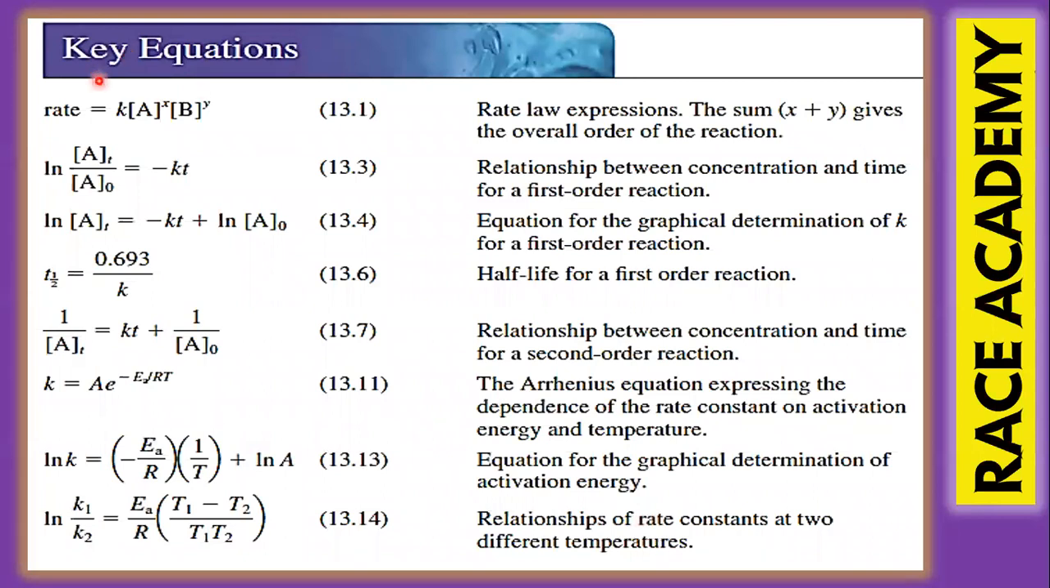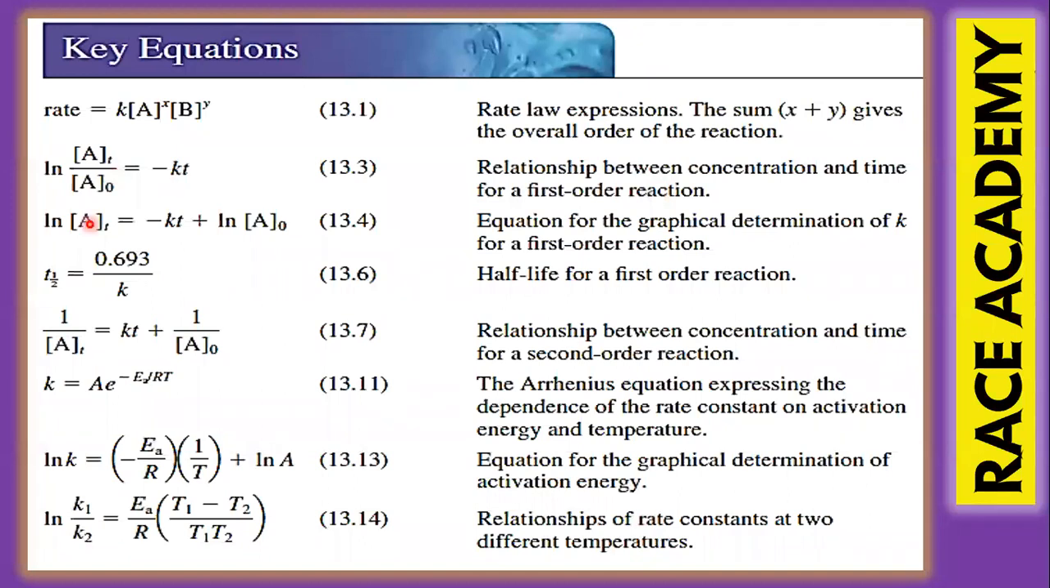Yeah, let us see the key equations in this one. What are the key equations we have discussed in chemical kinetics? The rate law expression: rate is equal to K into A power X into B power Y. The sum of these gives the overall order of reaction, X plus Y. Ln At by A naught is equal to minus Kt. This is the relationship between the concentration and time for first order reactions.